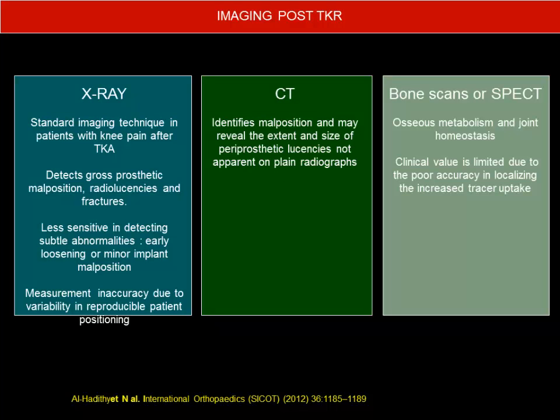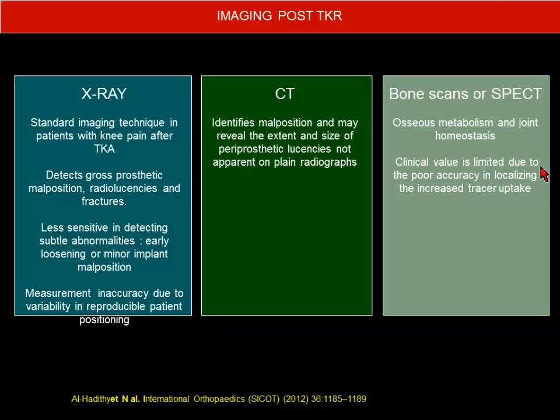So the role of nuclear medicine there again will be, if there is increased uptake and increased vascularity, you have to check whether the uptake is within the prosthesis on the bone or in heterotopic ossification, because heterotopic ossification is very common post-operatively because it's a bone formation around it. So we have to be very clear to tell them that the uptake is not in the prosthesis, it is the heterotopic ossification, which is a degenerative pathology. Bone scans or SPECT will show osseous metabolism and joint homeostasis.